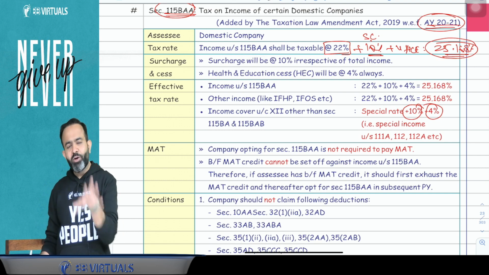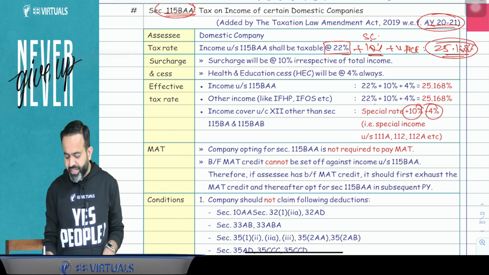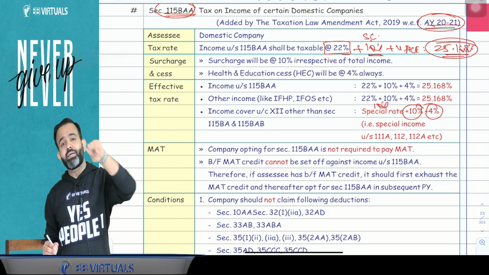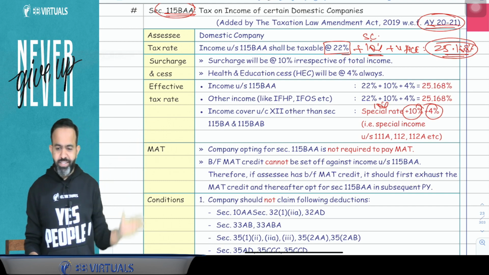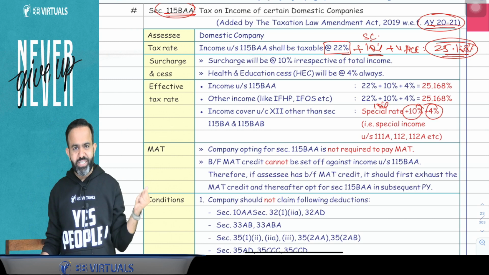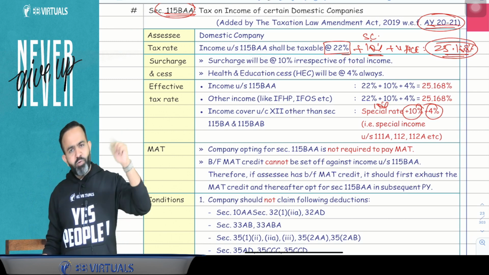So normally long-term capital gain 112A will be taxable at the rate of 10%, but plus add 10% surcharge and 4% health and education cess. So here, sir, is the 22% tax rate beneficial section? Answer is yes. Now one more point.